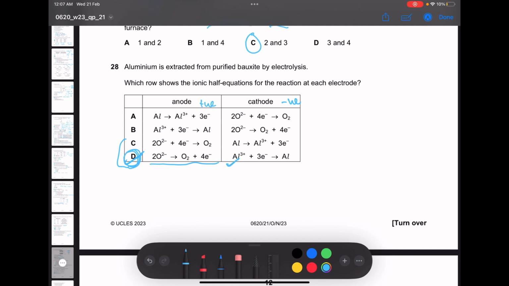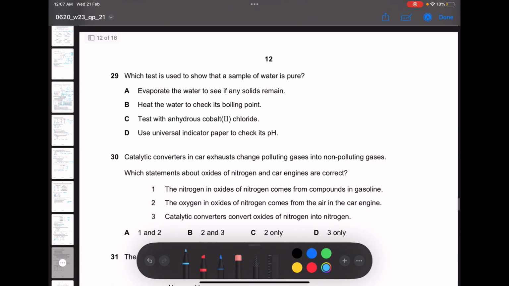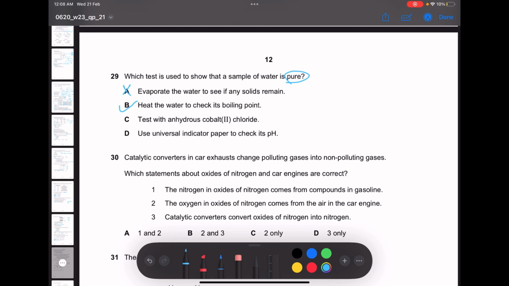29. Which test is used to show that a sample of water is pure? A. Evaporate the water to see if any solids remain. We have evaporated the water. How can we check if it's pure? It's wrong. Heat the water to check its boiling point. Yes, checking the boiling point and melting point of substances is actually a test for purity. Test with anhydrous cobalt 2 chloride. Cobalt 2 chloride anhydrous doesn't contain any water. How will we test it? Use universal indicator paper to check its pH.